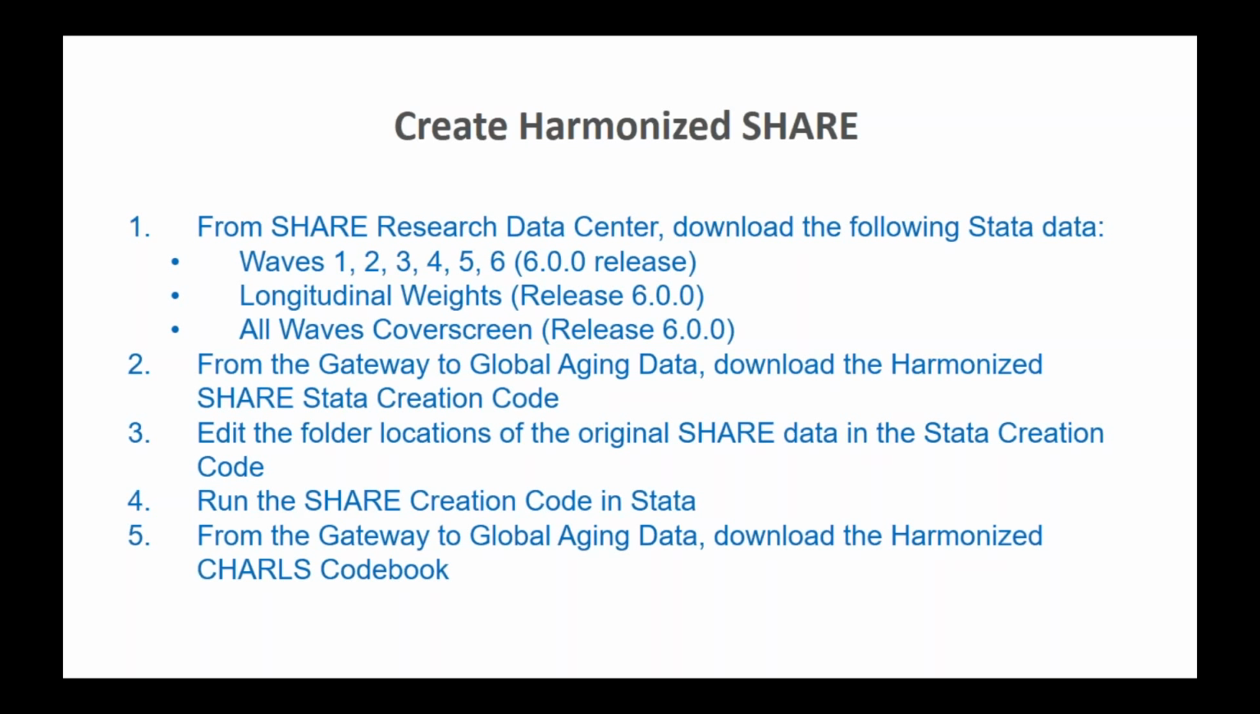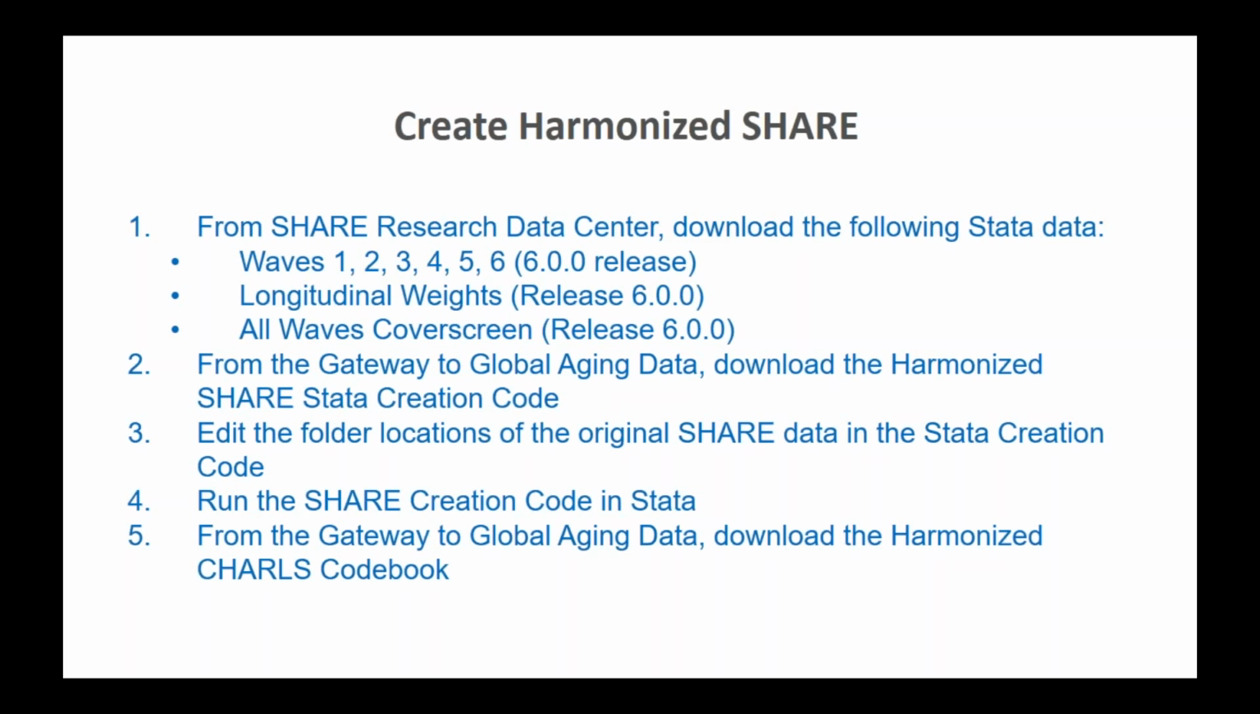But for the harmonized SHARE, you're actually going to have to create it, but don't worry because it's not much work. You would go to the SHARE Research Data Center and download the Stata data for SHARE waves 1 through 6, release 6.0.0. You also download a longitudinal weights file and an all waves coverscreen file. Then from the Gateway to Global Aging Data, you would download the harmonized SHARE Stata creation code.